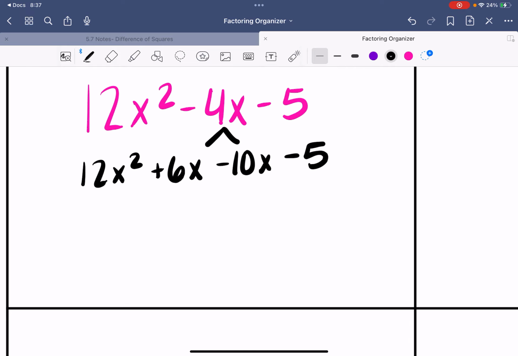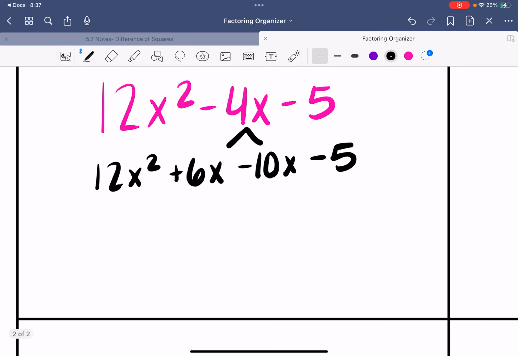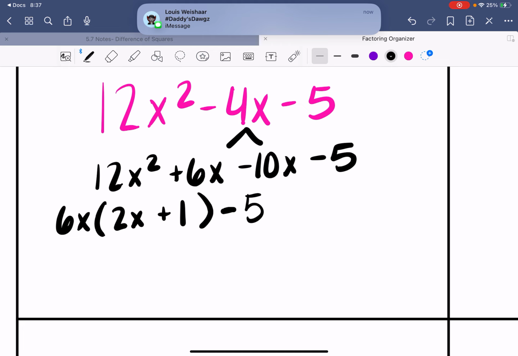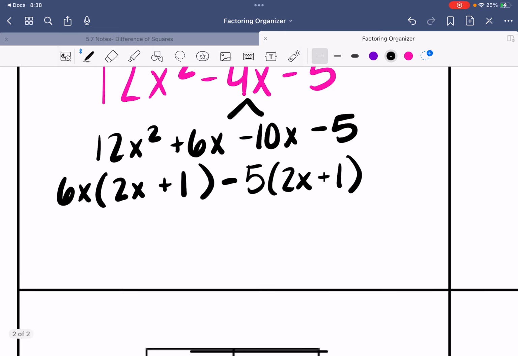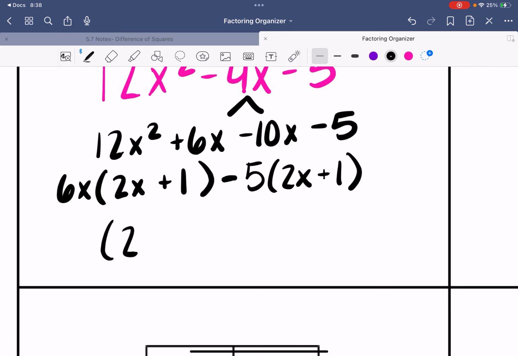From here we can factor by grouping. So out of my first 2 terms, I can pull out a 6 and an x. 12x squared divided by 6x is 2x. 6x divided by 6x, or anything divided by itself, is just 1. And then negative 10x minus 5. From those, since my third term's negative, I'm going to pull out a negative. And then 10x and 5 I can divide by 5. So, negative 10x divided by negative 5 is 2x. Negative 5 divided by negative 5 is plus 1. And then from here, my final answer is my parentheses that match, 2x plus 1 and 6x minus 5.